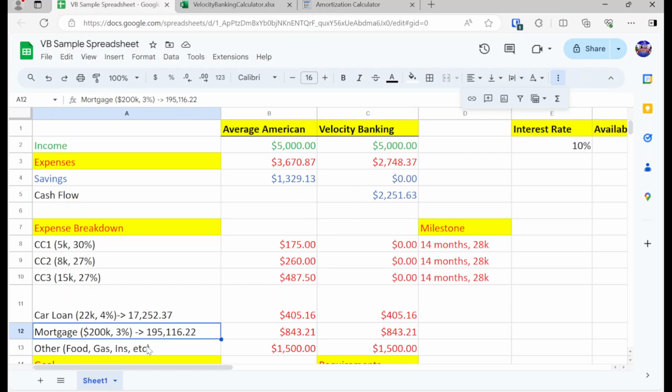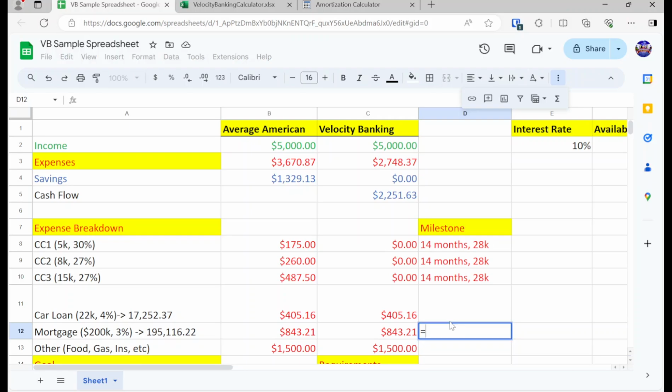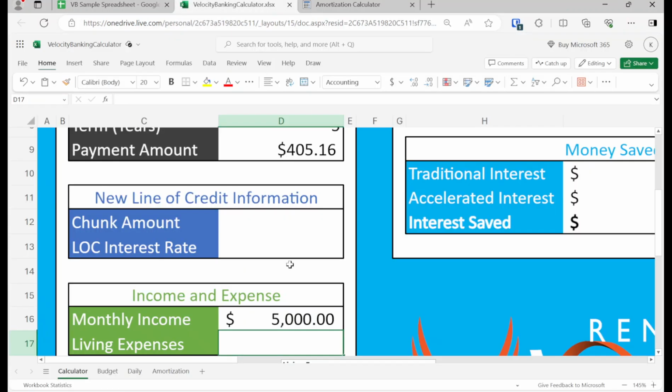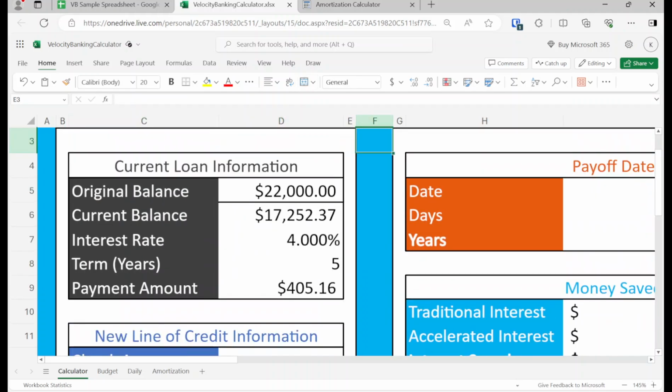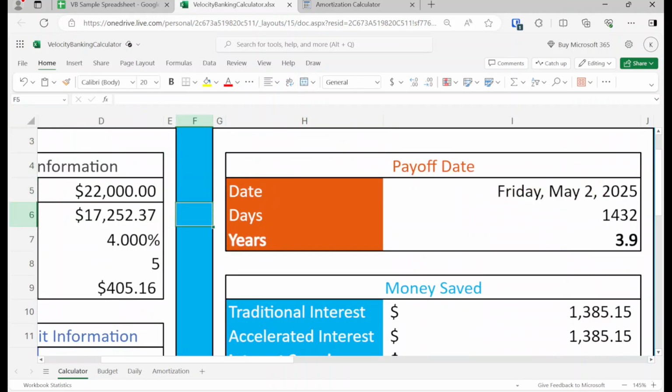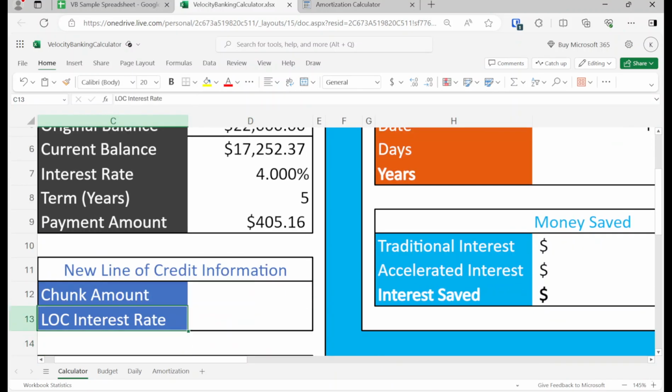So we need to include the mortgage. We need to include our general expenses. And so let's go ahead and just sum this up. So this is going to be C12 plus C13, and that's going to be 2343.21, right? And let's just kind of test how much it's going to take with our line of credit.